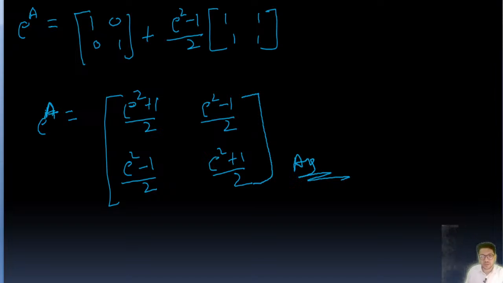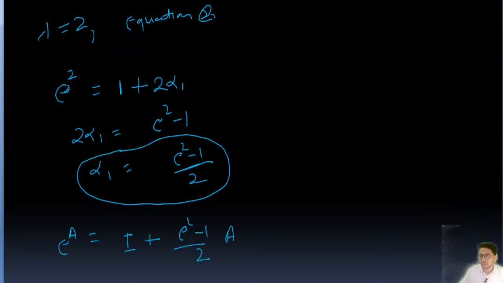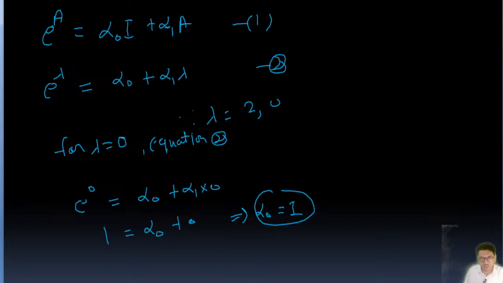Next question, a very good question. There is a procedure which I would like to repeat for you. What we have to do is write this equation for a 2 cross 2 matrix: e to the power A equal to alpha naught I plus alpha 1 A. This is equation 1. Then e to the power lambda equal to alpha naught plus alpha 1 lambda. We'll find the eigenvalues of the matrix and put these values in equation 2 to find the values of alpha naught and alpha 1. Then we put these values of alpha naught and alpha 1 in equation 1, and we'll get the required solution.